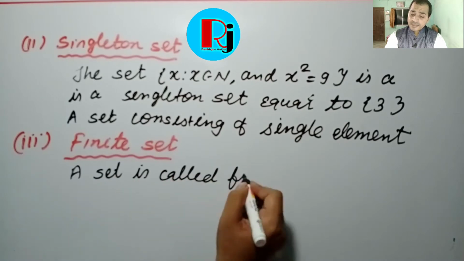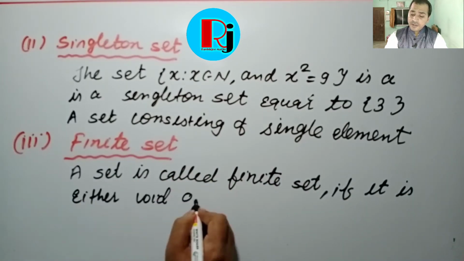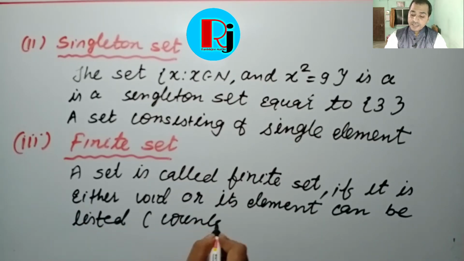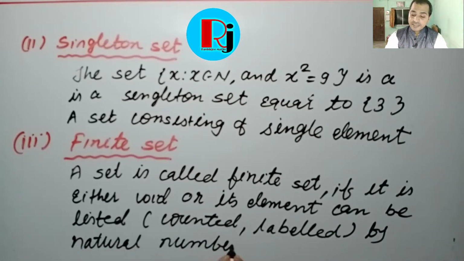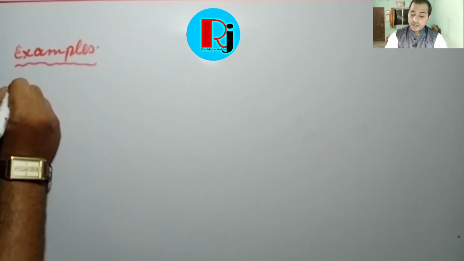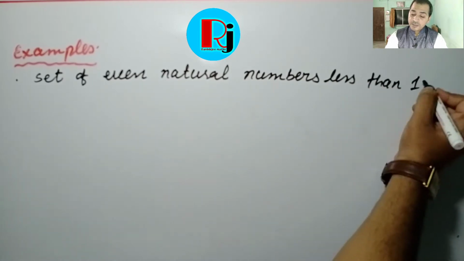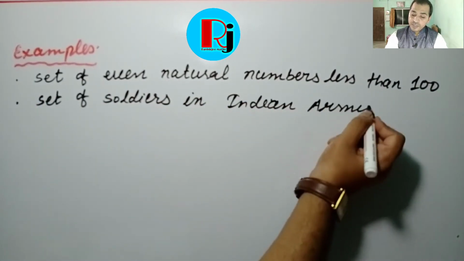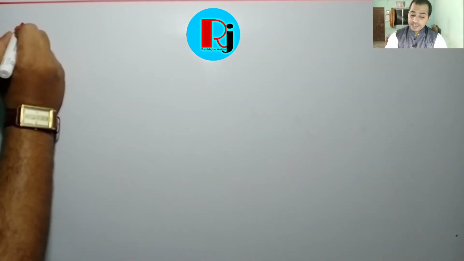A set consisting of a single element is known as a singleton set. Finite set. A set is called a finite set if it is either void or its elements can be listed or counted. Natural numbers 1, 2, 3 up to n is a finite set. Examples: the set of all natural numbers less than 100 is a finite set. The set of soldiers in the Indian Army. The set of all persons in India.